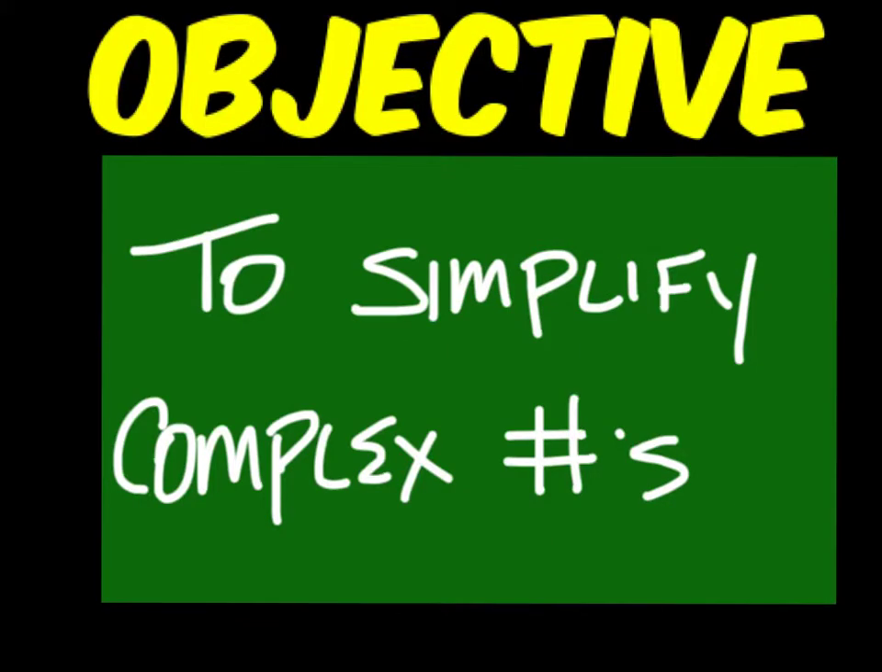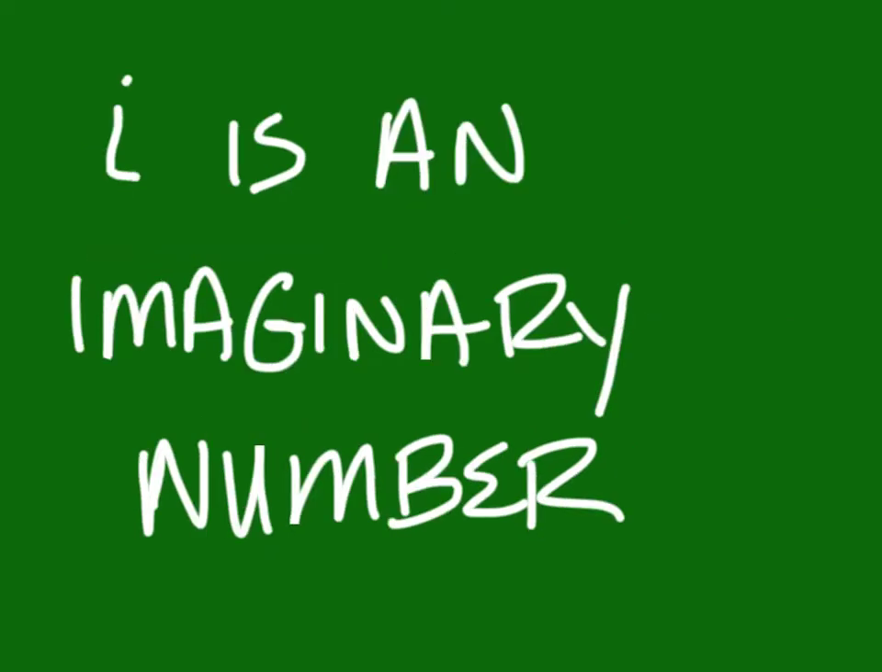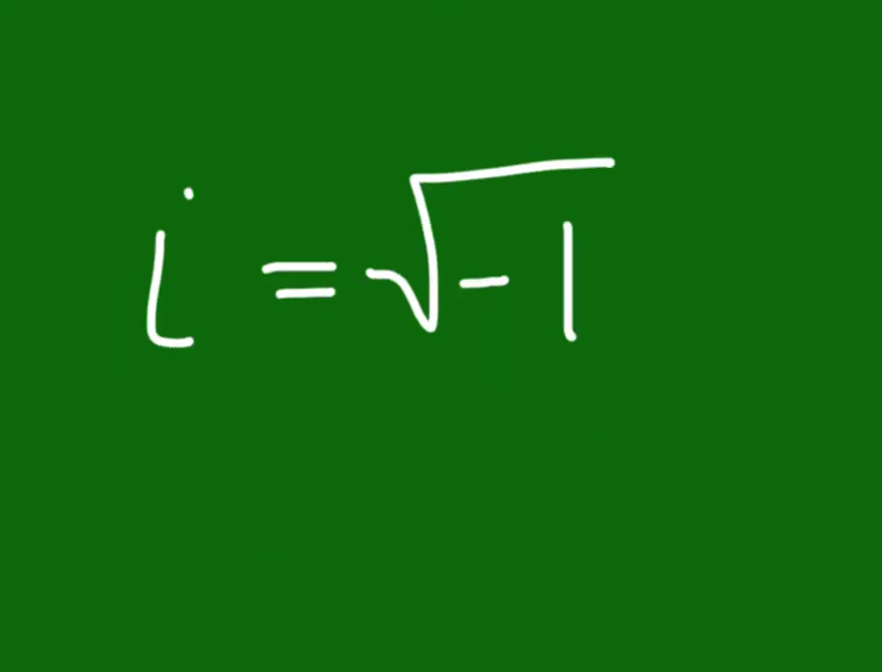The objective today is to simplify complex numbers. Now here's something we have to do before we get into the example. I is an imaginary number. So anytime you see I, you can treat it as if it's a variable, but it always has the same value. I will always be equal to the square root of -1. No matter where you see it, no matter what problem it is, it's always going to be the square root of -1. It does not change.